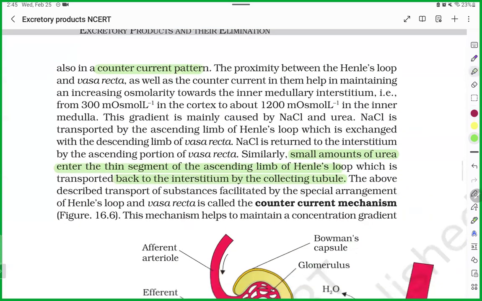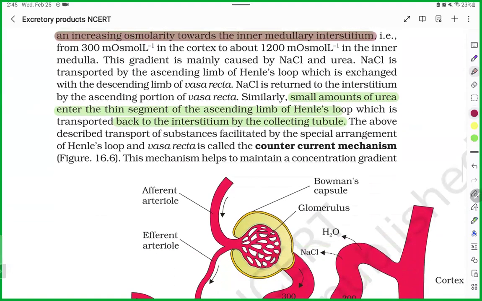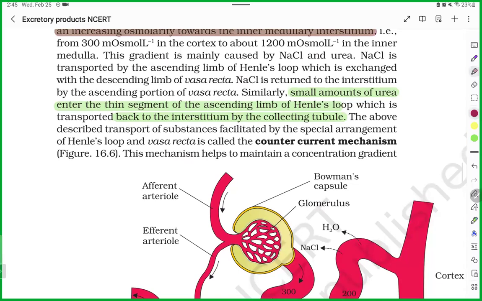And both this loop of Henle and vasa recta are very close to each other, and the countercurrent will maintain high osmolarity toward the inner side of the medulla. I'll show you in the diagram. In the cortex region, osmolarity is 300 milliosmol per liter. In the medulla, it is 1200. Look at this diagram.